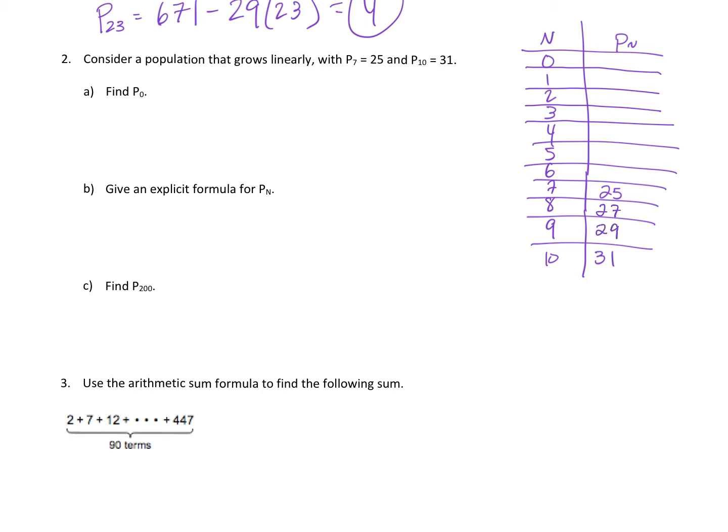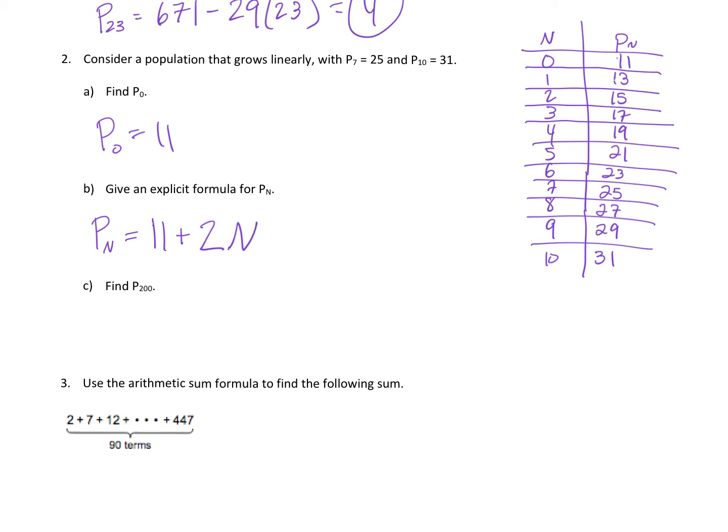And then to go backwards, I would subtract 2. So I have 23, 21, 19, 17, 15, 13, 11. So P sub 0 is 11. And then an explicit formula would be P sub n equals, well, I'm starting at 11, and I'm adding 2 to every step. So I'm at plus 2, plus 2, plus 2, plus 2. Repeatedly adding 2 is multiplying by 2 n times. So you're going to add 2 n times, so that's plus 2 times n.